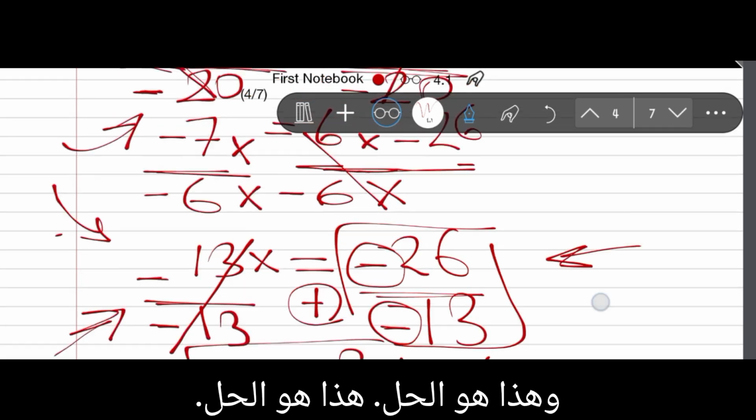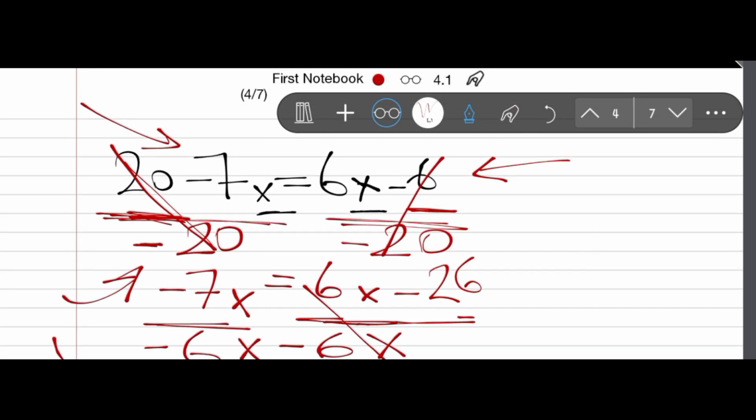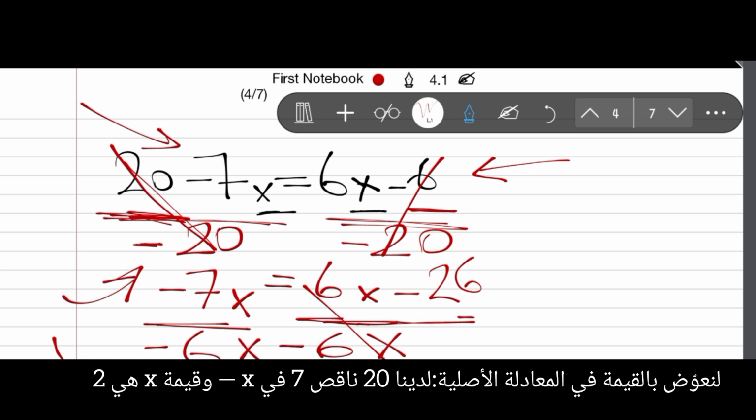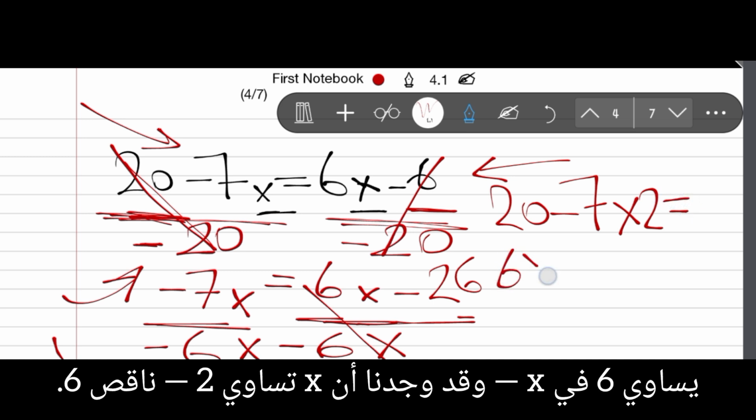That is our answer. Now let's verify that it really works. That's the fun thing about algebra. You can always make sure that you got the right answer. So let's substitute it back into the original equation. So we have 20 minus 7 times x. x is 2. Minus 7 times 2 is equal to 6 times x minus 6. We've solved for x. It is 2, minus 6.